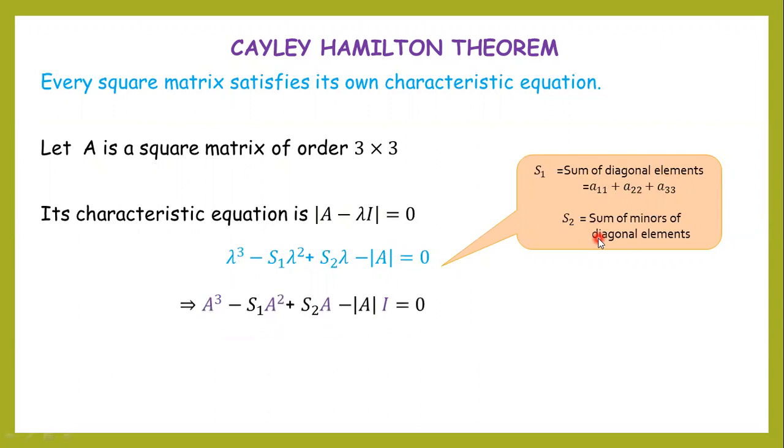And according to Cayley-Hamilton theorem, matrix A satisfies this characteristic equation, meaning in place of lambda, when you substitute A here, that will be A cube minus S1A square plus S2A minus determinant of A I equal to 0, where this determinant is a scalar quantity, but as everything we have written in terms of matrices, this should also be in terms of matrices, so we add here the identity matrix I.